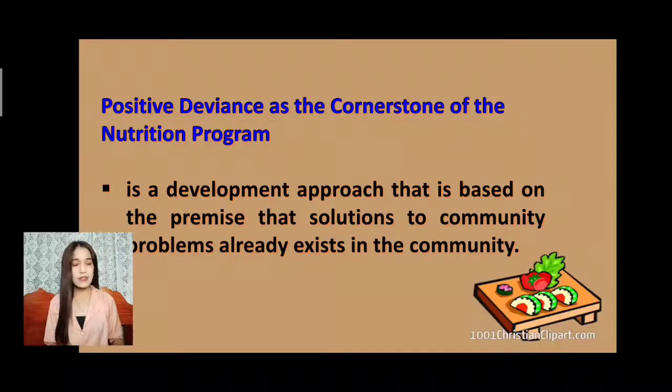Positive deviance differs from traditional, needs-based, or problem-solving approaches in that it does not focus primarily on identification of needs and the external inputs necessary to meet those needs or solve problems. Instead, it seeks to identify and optimize existing resources and solutions within the community to solve community problems.